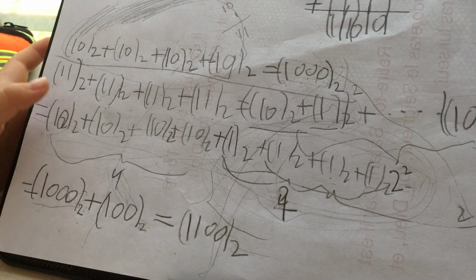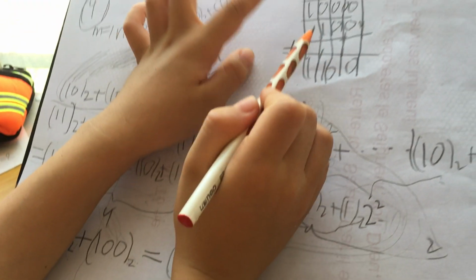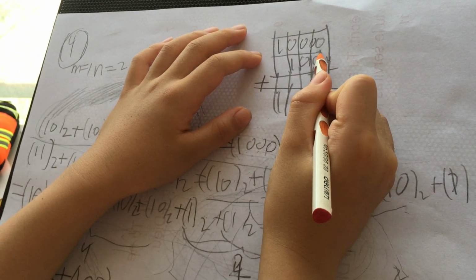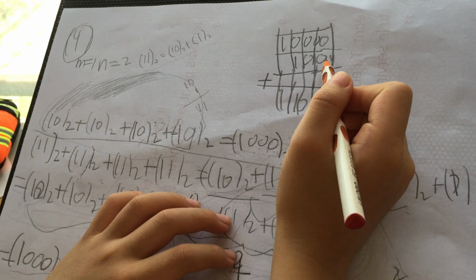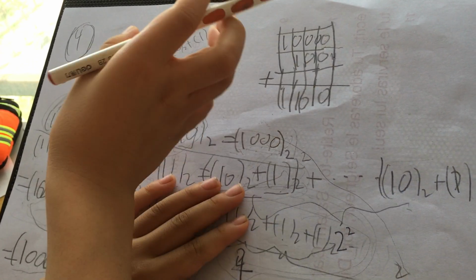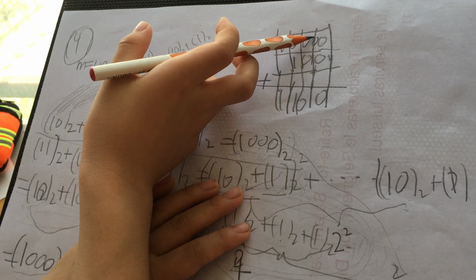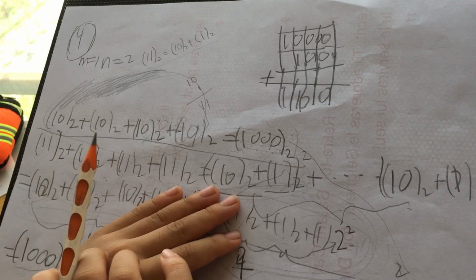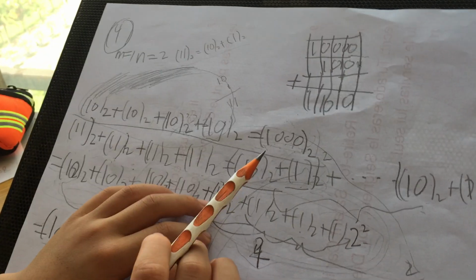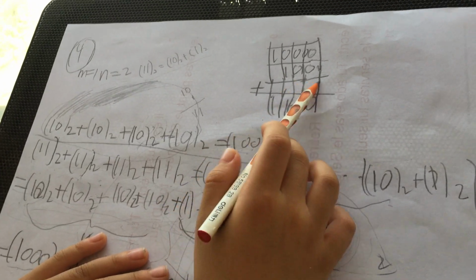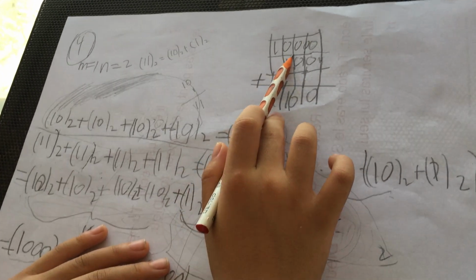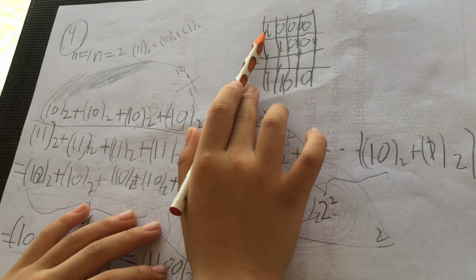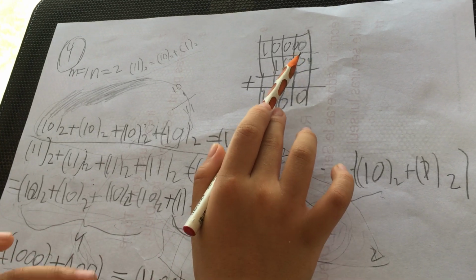Why? Well, if you aren't sure, look at the algorithm. So how can we do addition in the binary system? Well, we do it like this, like we do in base 10. So we just put the digits in columns. I'd have to draw the columns.